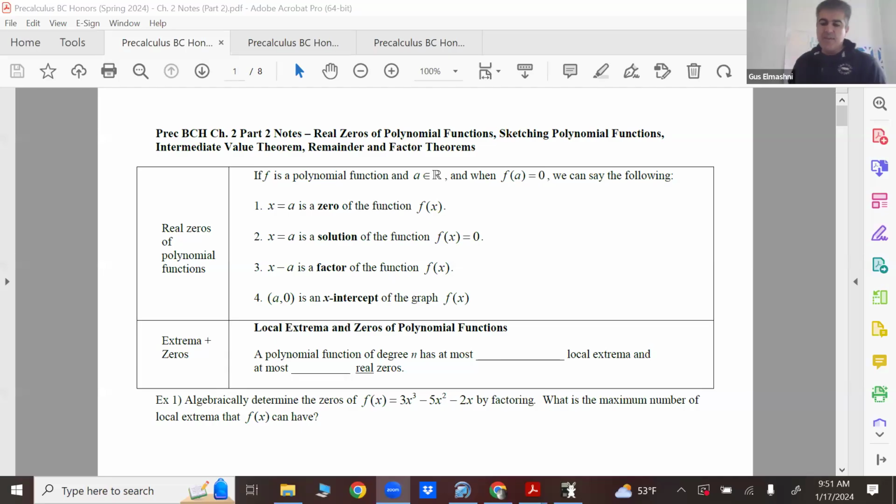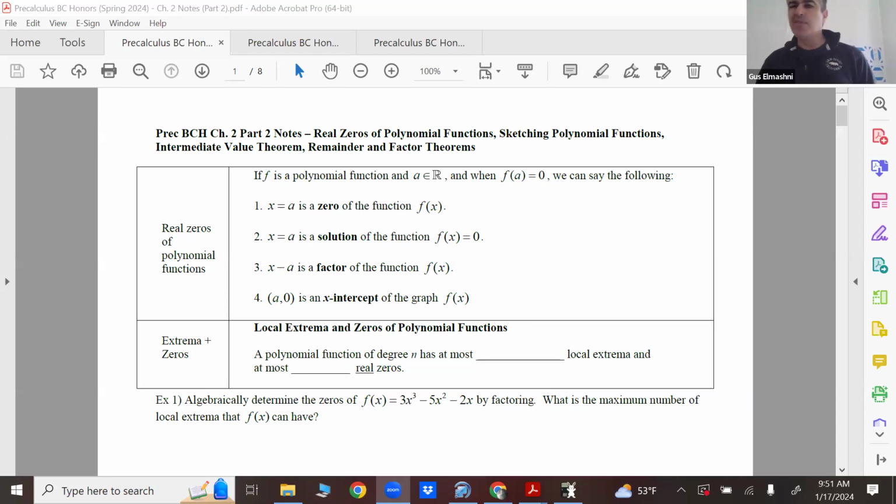All right, guys, let's get started. So this section has a few things. A lot of this is a hodgepodge of Algebra 2 and Trig Honors stuff you did in the fall of the previous school year. So: real zeros of polynomial functions, sketching polynomial functions, and the intermediate value theorem we'll talk about.